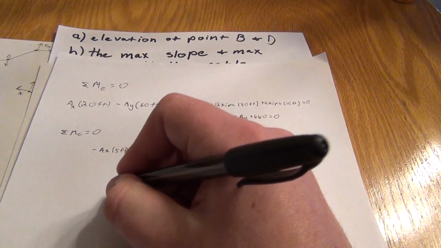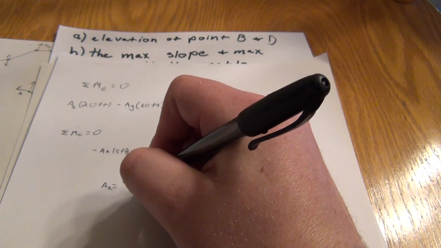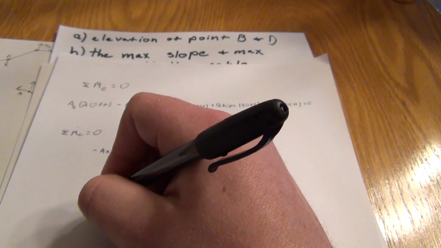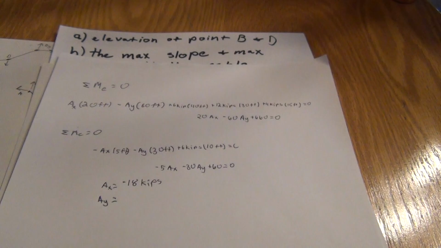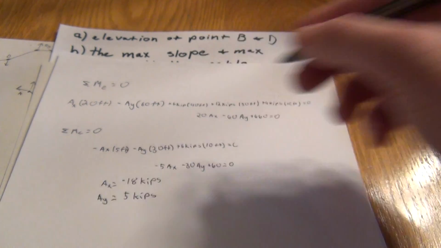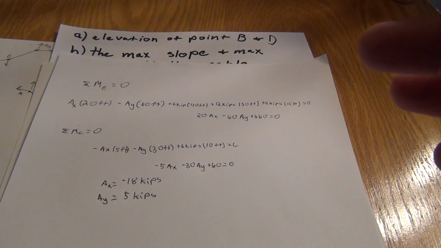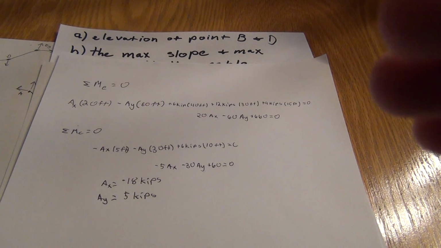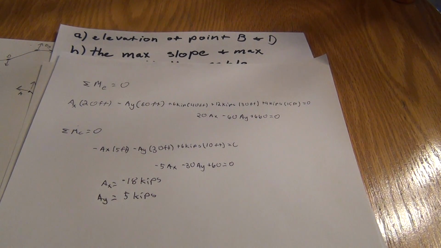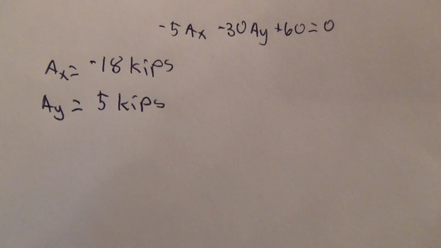So solving AX will get you negative 18 kips, and AY will get you positive 5 kips. Now, knowing that the negative 18 is negative, we know based on a coordinate axis it is moving to the right. The force is applied to the right. And the AY, the force is applied upwards. So let's look at this. Negative 18 kips and 5 kips. This will help us here in a minute.